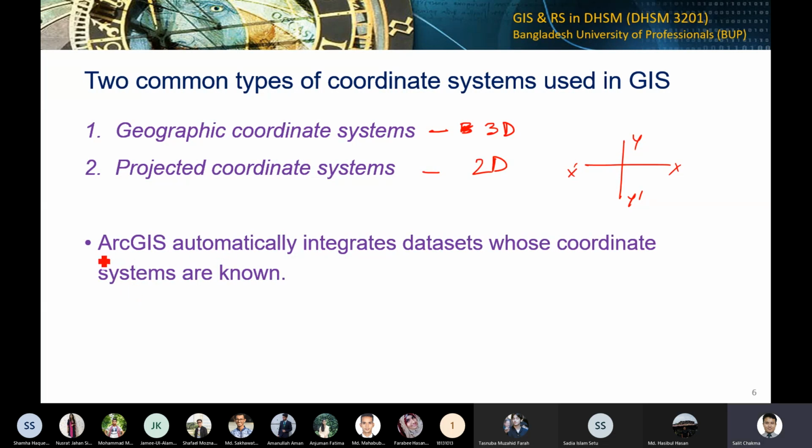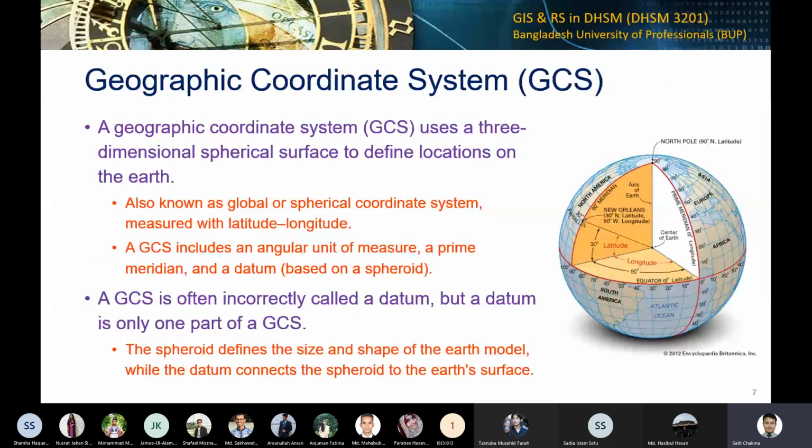So I have already demonstrated this, that ArcGIS automatically integrates datasets whose coordinate systems are known. Okay, so that means whenever you add data, it automatically picks up the coordinate system of that data if it's known to it. All right, if not, then you have to define it or create a coordinate system. So the first coordinate system, based on how our Earth looks, is the geographic coordinate system.